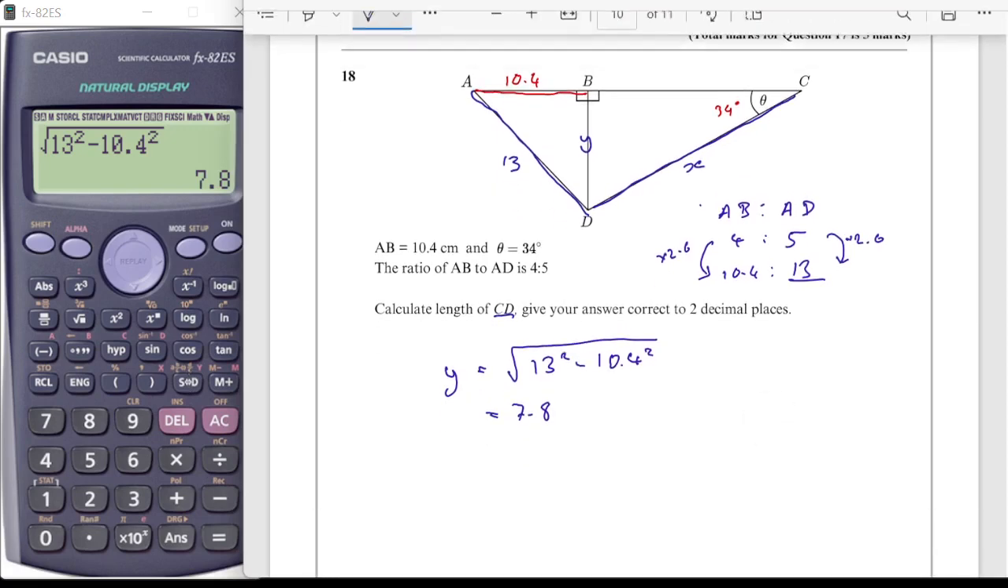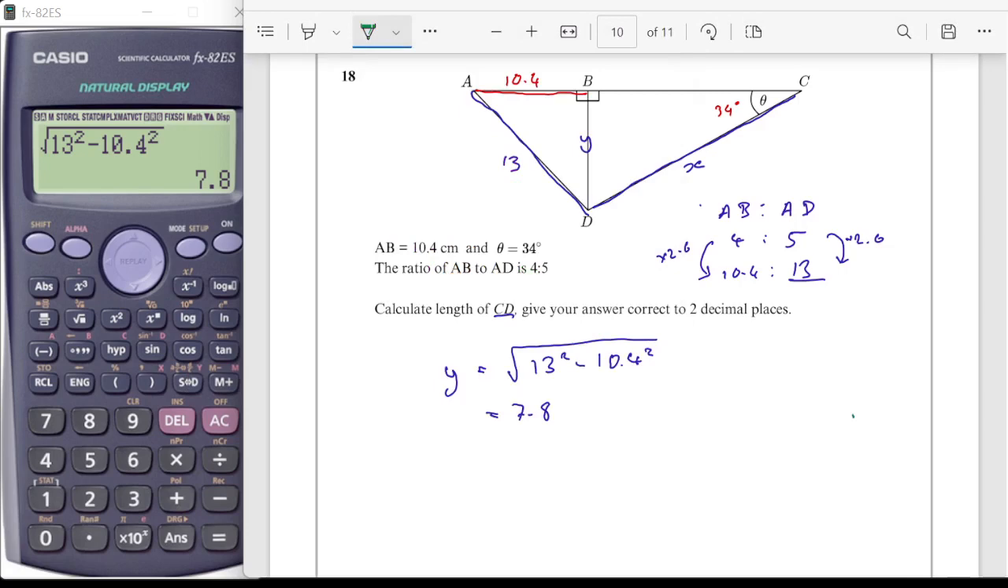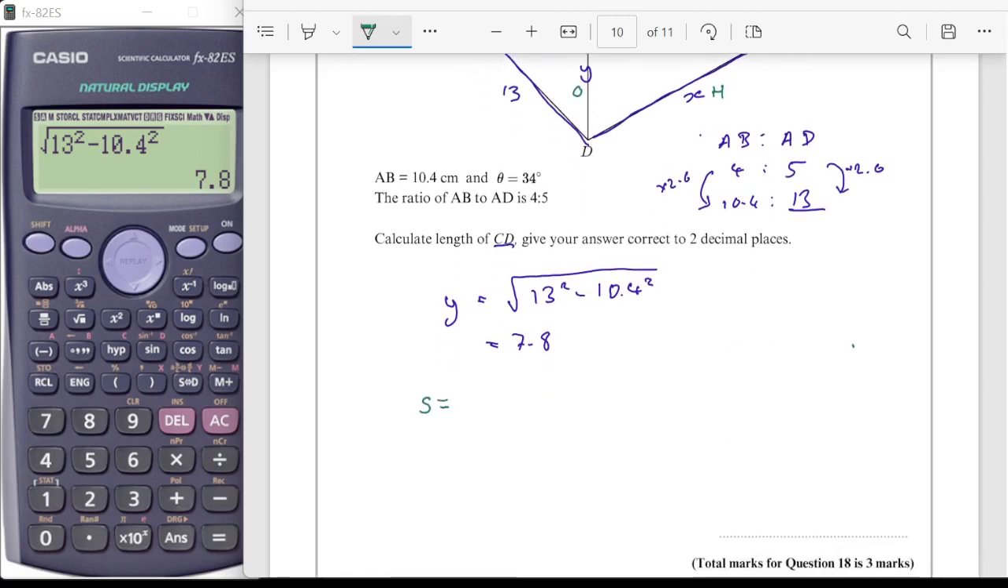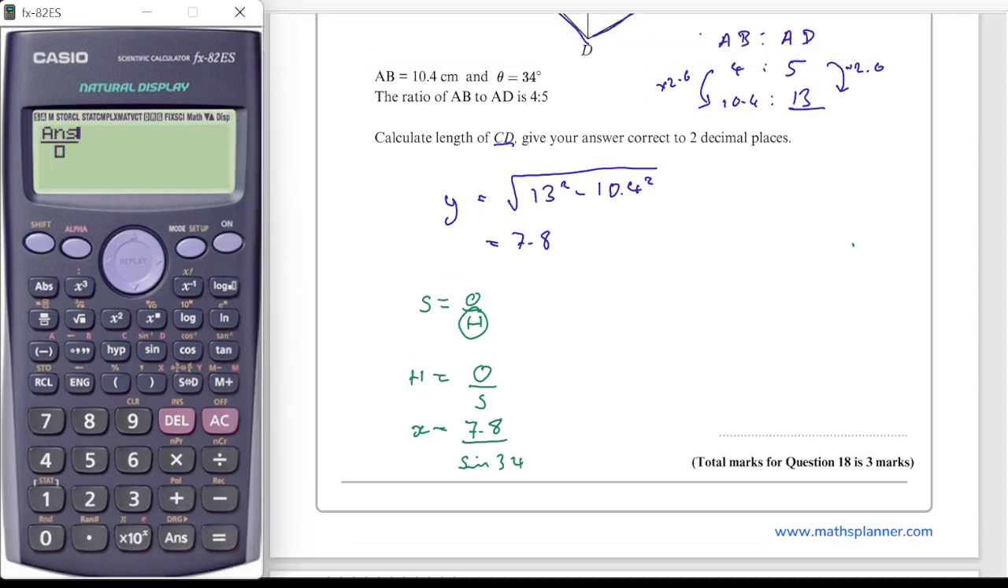Okay, now I'll change my pen colour again to show my different stage of working. We'll go darker green. So I'm going to be using trigonometry now to find the hypotenuse using the opposite and the angle. So I'm going to use the sine ratio. So sine is equal to opposite over hypotenuse, and it's the hypotenuse that I'm trying to work out. So h is going to be equal to the opposite side divided by sine. So x is going to be equal to 7.8 divided by sine of 34. So I want my last answer divided by sine of 34.